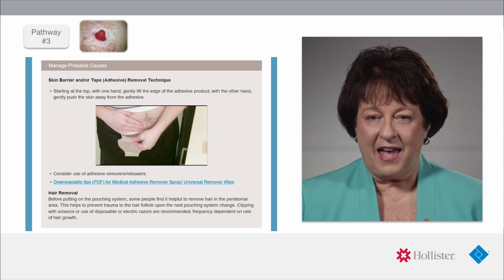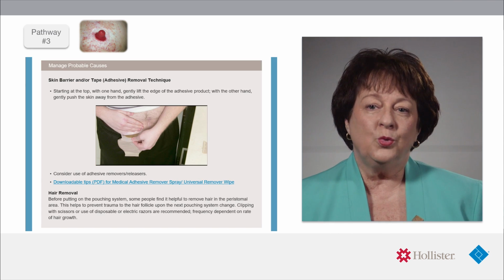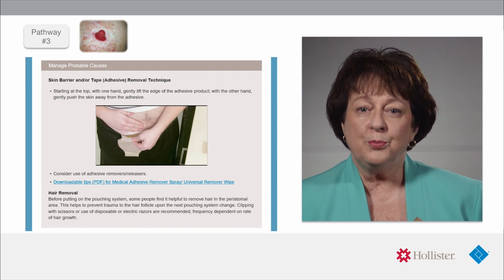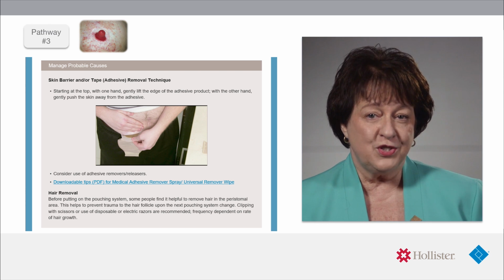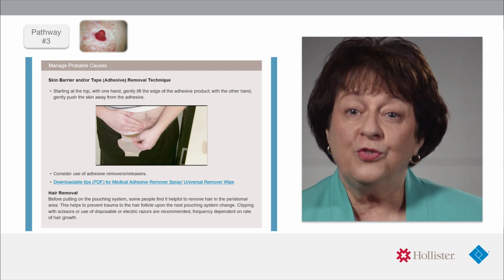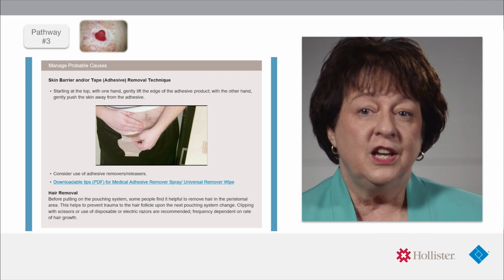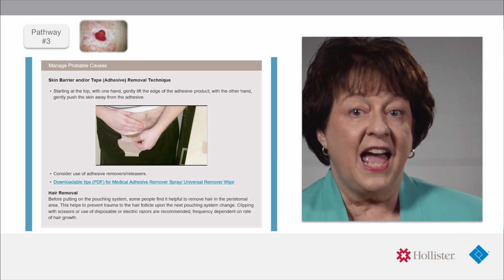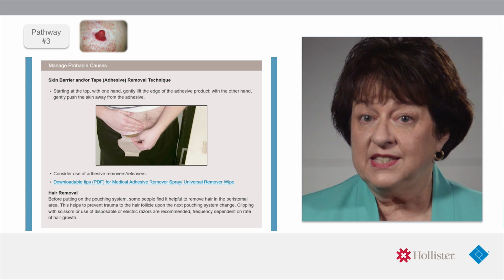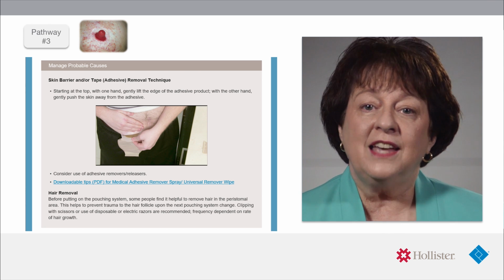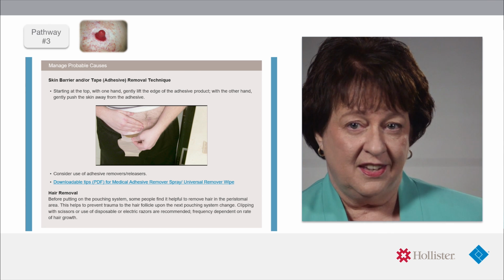Just as in the second pathway, the guide provides ways to assess and manage the probable causes of this peristomal skin condition. For folliculitis that may have occurred due to irritation of the skin as a result of pouching system removal, the guide has two main suggestions.